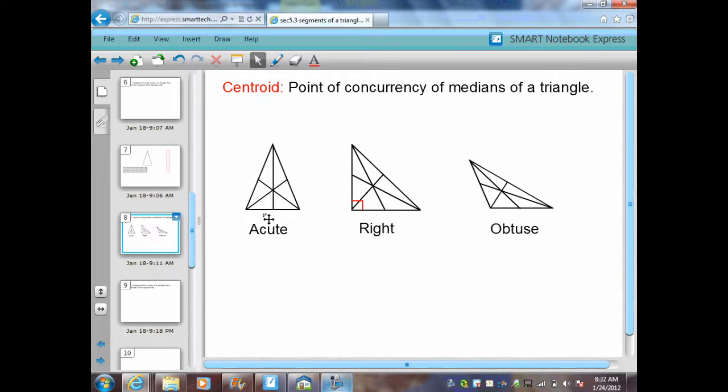In an acute triangle, the centroid is always in the interior of the triangle. In a right triangle, the centroid is always in the interior of the triangle. And in an obtuse triangle, the centroid is always in the interior of the triangle. Therefore, the centroid, by its definition, is always inside each of my three types of triangles.